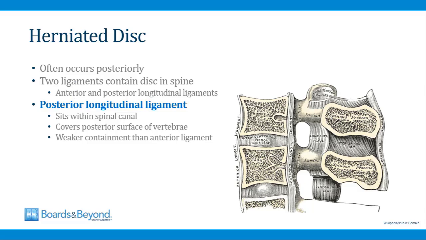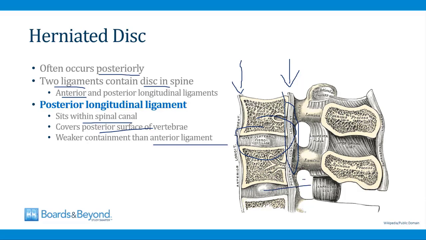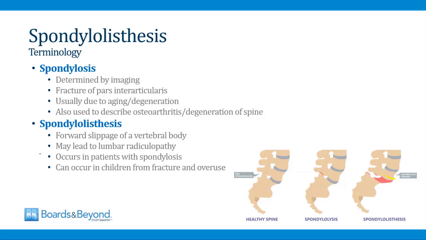So you should know that it often occurs with protrusion of the intervertebral disc posteriorly in the spine. So there are two ligaments that contain the intervertebral disc in the spine. One is called the anterior longitudinal ligament, that's shown here in this drawing, and the other is called the posterior longitudinal ligament. The posterior longitudinal ligament sits within the spinal canal, that's what's shown here in this picture, and it covers the posterior surface of the vertebra and the intervertebral discs shown here. And it's generally a little bit weaker than the anterior ligament, and therefore most herniated discs occur posteriorly, leading to lumbar radiculopathy.